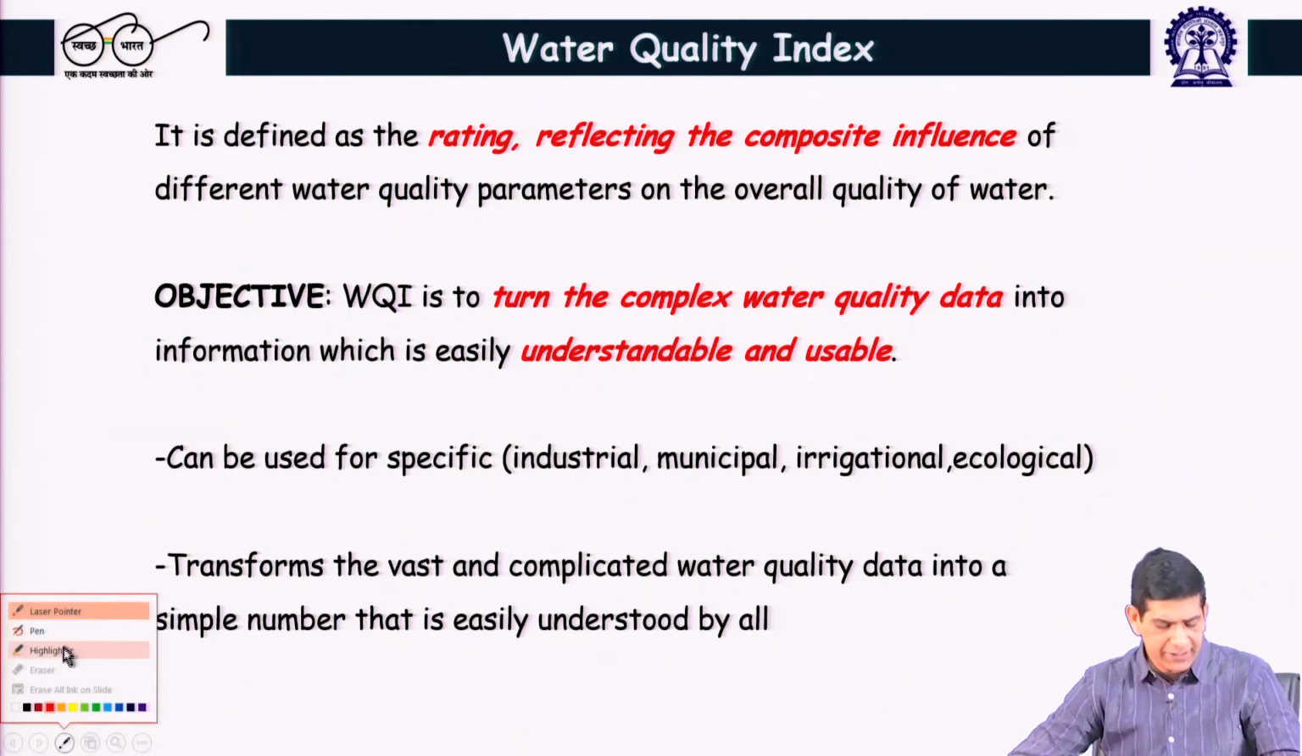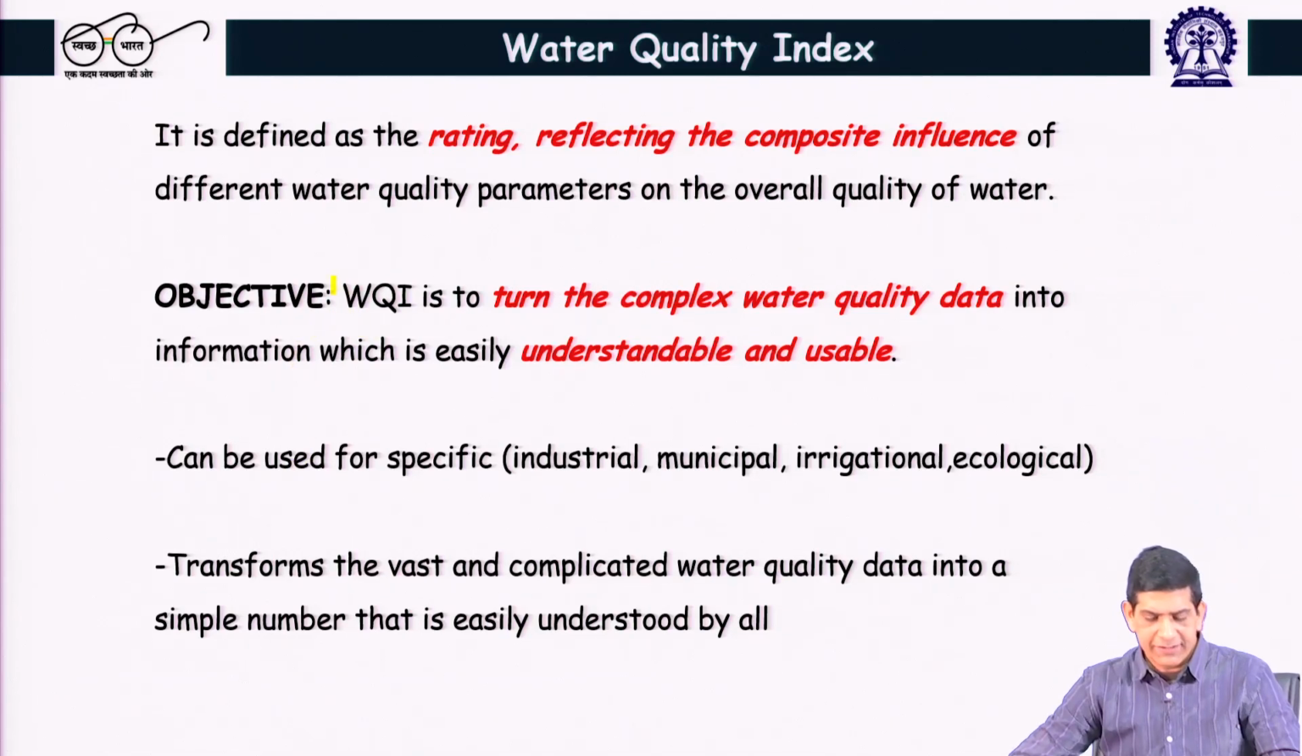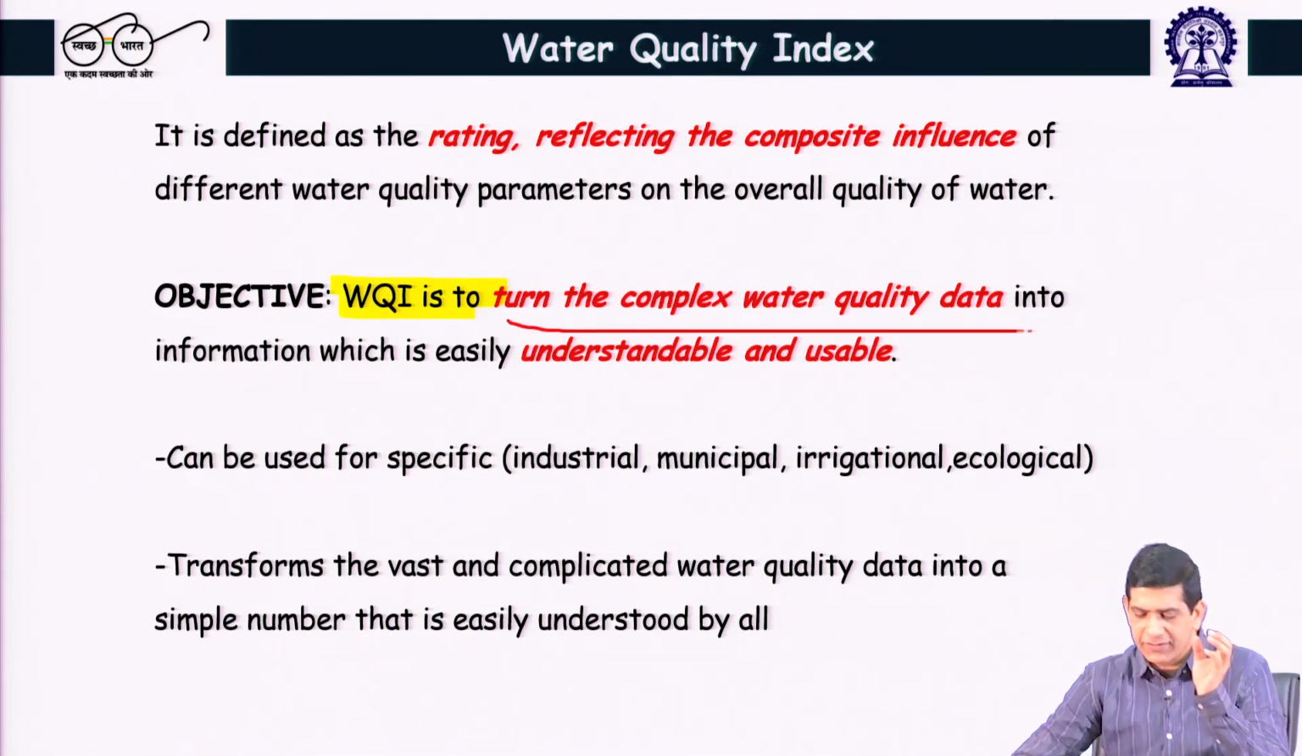If you look at this WQI, it turns complex water quality data into an easily understandable and useful value. When we talk about water quality, I will show you some of the parameters shortly. You will see there are metals, there are inorganics, there could be organics, there is alkalinity, there is pH, so there are a variety of factors out there. So some of the important parameters are taken, and that is converted into this information which is easily understandable and usable.